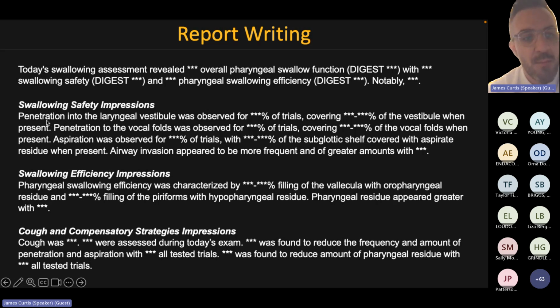So we could say penetration of the vestibule was observed for 20% of trials, covering 5 to 20% of the vestibule when present. Penetration of vocal folds occurred for 5% of trials, covering 5 to 10% of the vocal folds, and aspiration occurred on 20% of trials, covering 10 to 20% of the subglottic shelf. Pretty easy, I think.